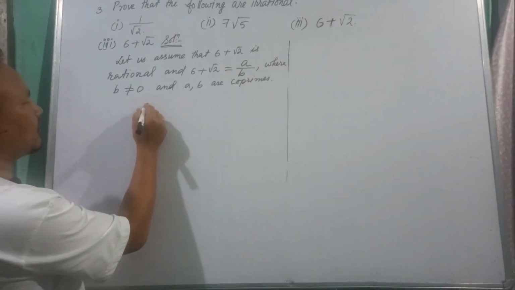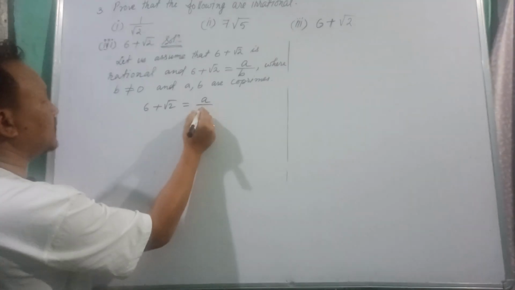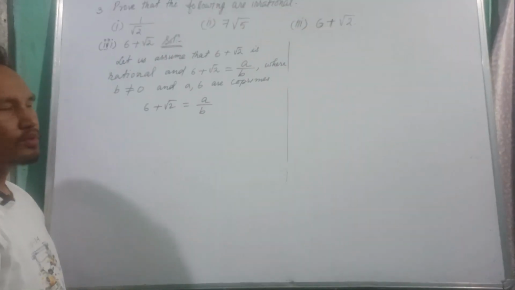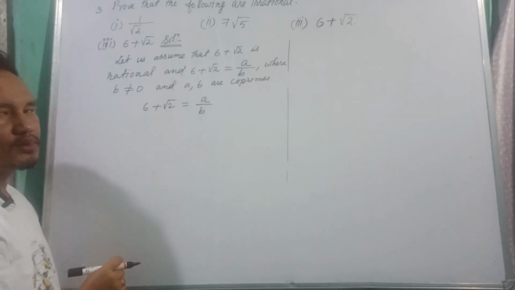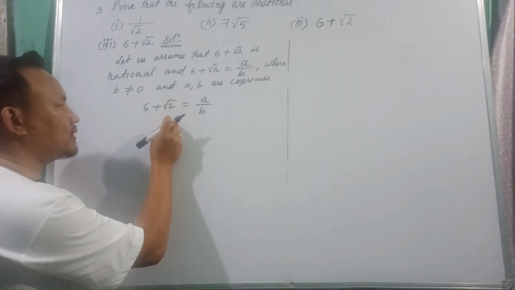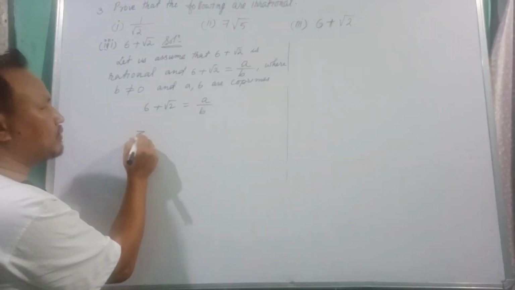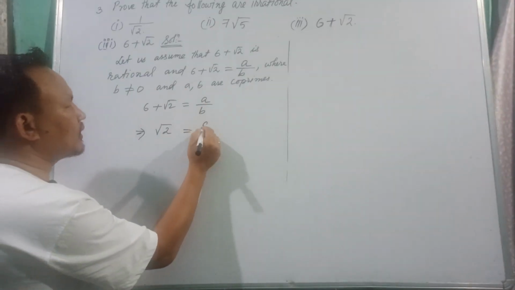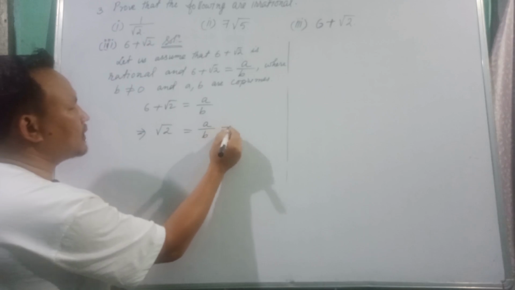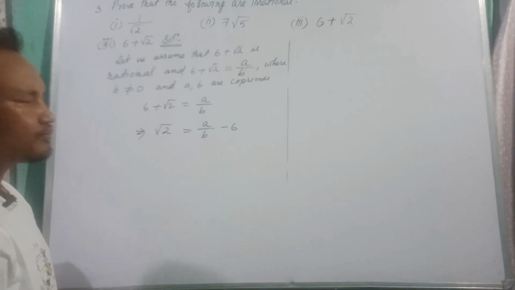So I am going to take once again 6 plus root 2 is equal to a by b. So what we have to do? Remember, keep the square root term on one side. I'm going to keep it on the left hand side and take the rest to the right hand side. So I'll keep just root 2 here. If I take this 6 to this side, what I will get? a by b minus 6.